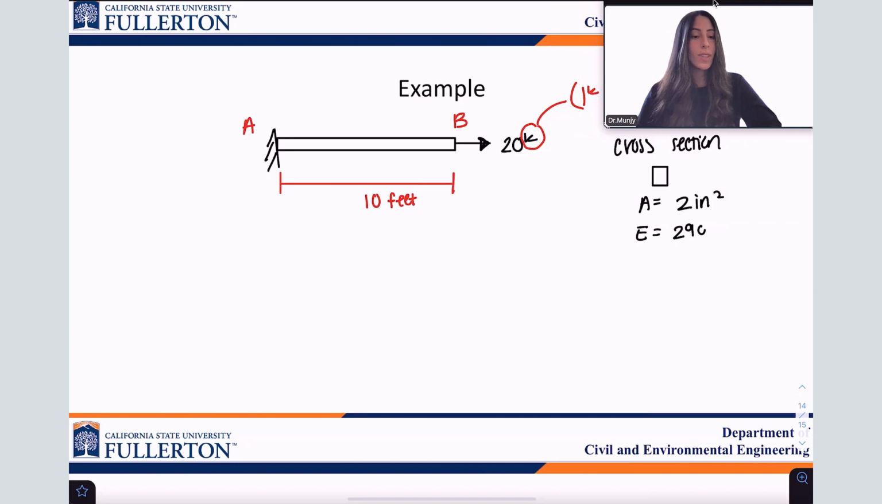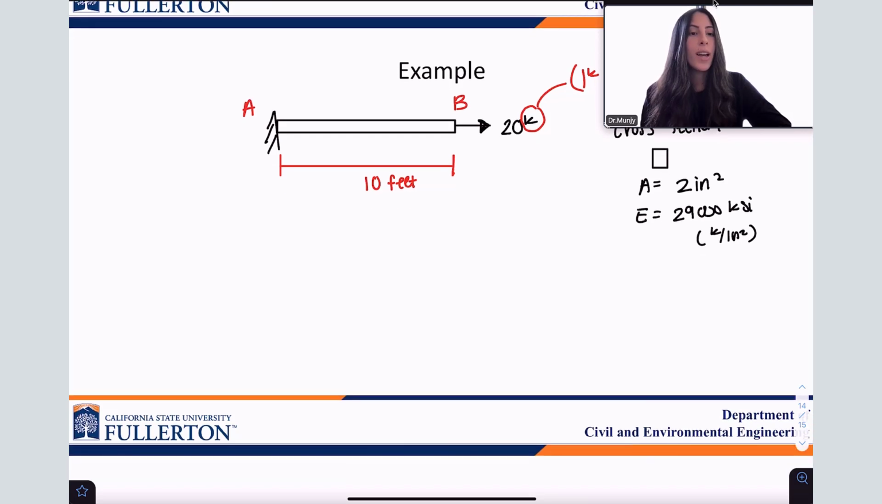Okay, we need one more piece of information to solve for this. So the modulus of elasticity is equal to 29,000 KSI, which is kips per inches squared. Remember, 1 kip is 1,000 pounds. Now we have all of the information that we need to solve for this problem. And remember, for this problem, we're going to consider that we are in the linear elastic range, so that Hooke's law does apply.